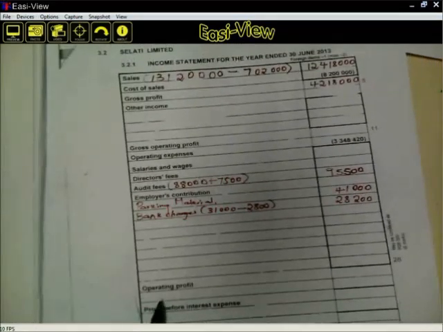Remember this 2,800 must be included under interest expenses. Where do interest expenses come? It just comes after the profit before interest expenses. You must include here the interest expenses. Interest expenses, we have that 2,800. Then we're moving to the next transaction.